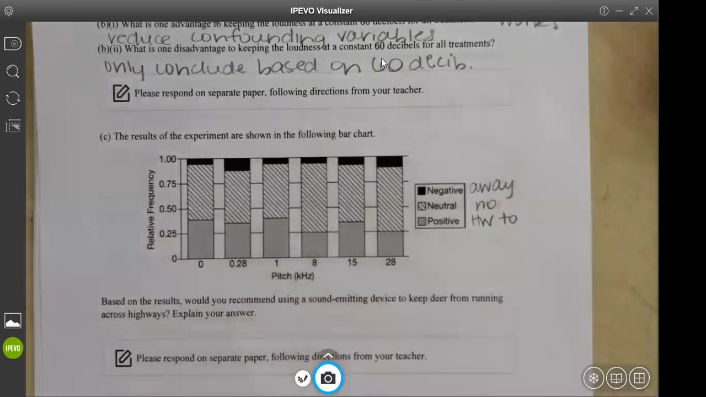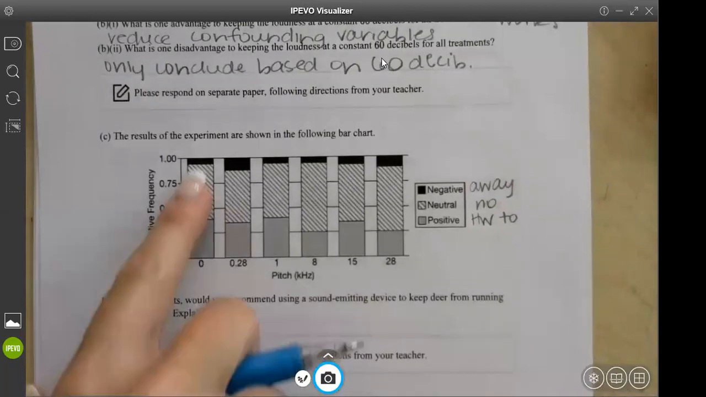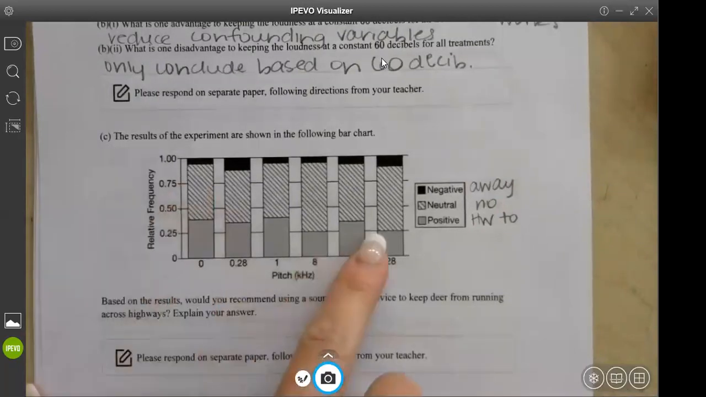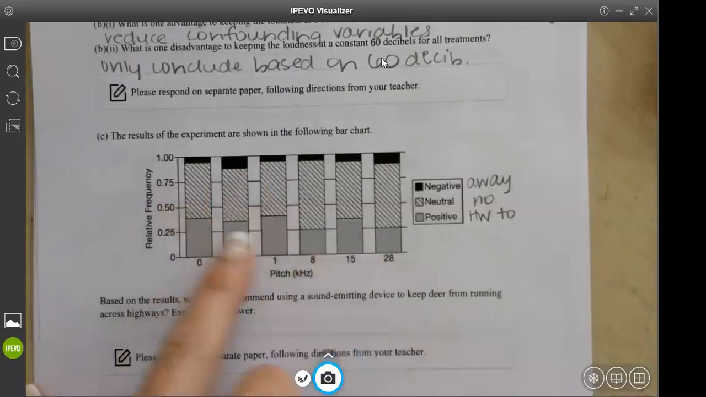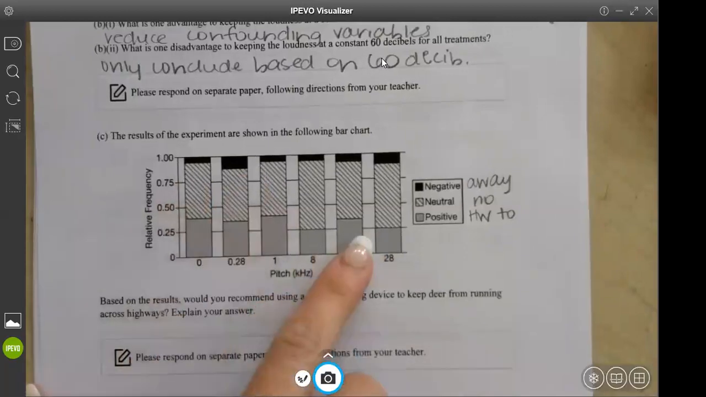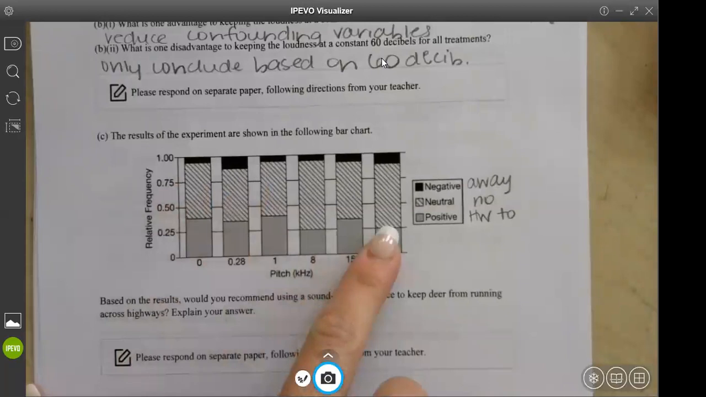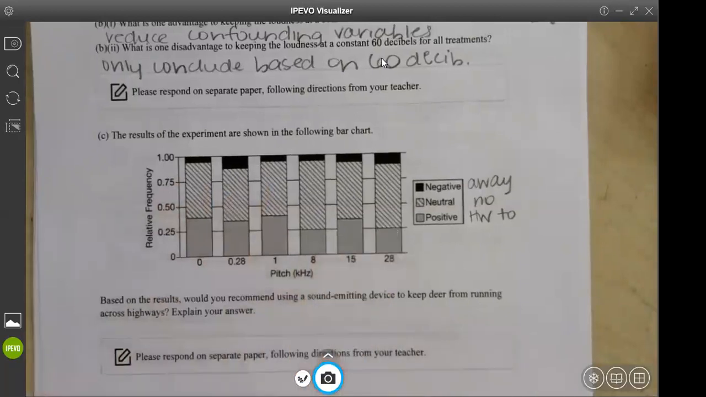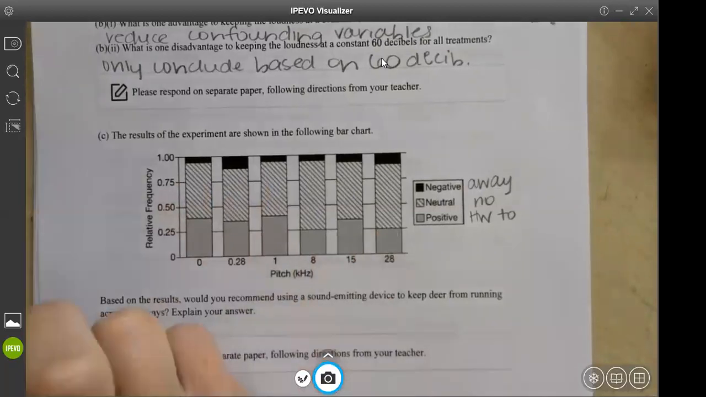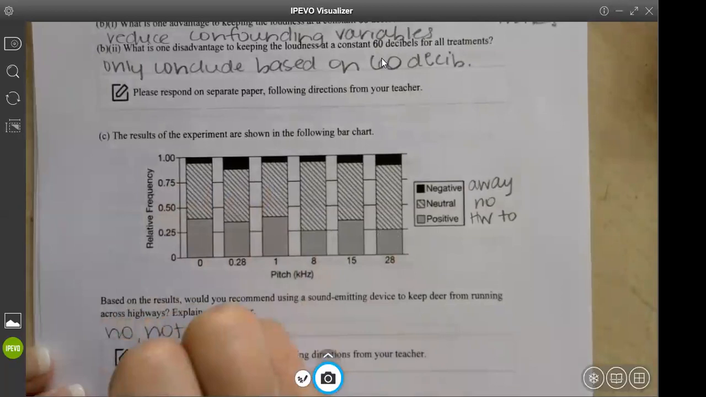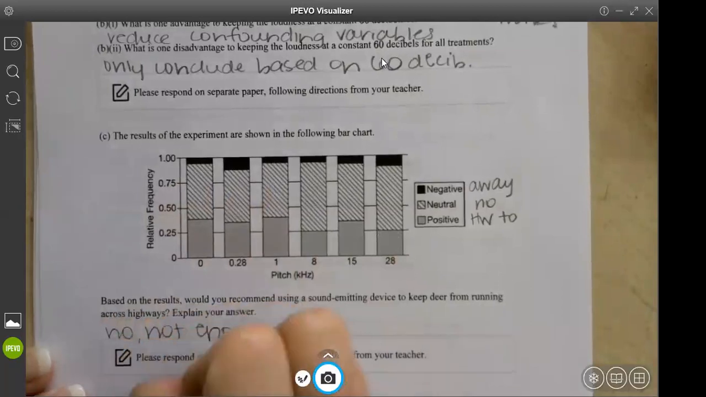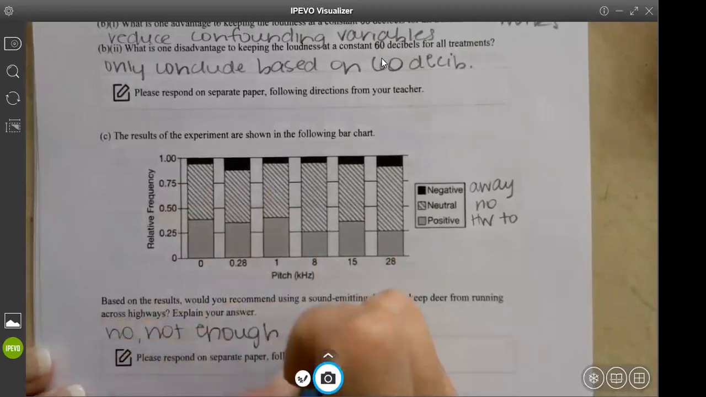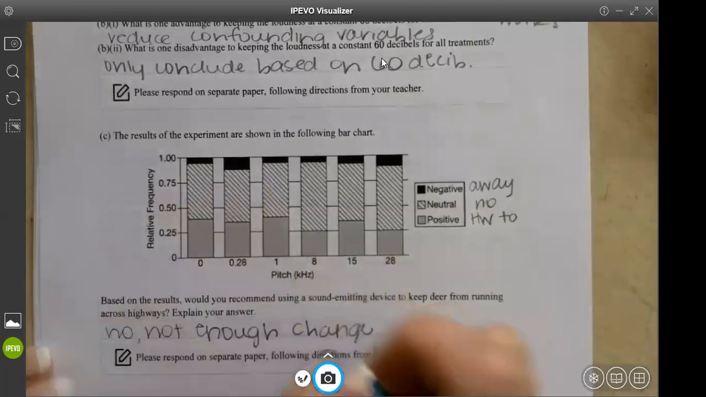What do you see? It didn't really make them go away. If we look at our control, which is right here, how much do they differ? And they really don't differ that much from each other either, do they? So based on the results, would you recommend using a sound emitting device to keep deer from running across the highway? Why? Not enough change. And it doesn't have to be negative, it can be positive too. You know what I'm saying?